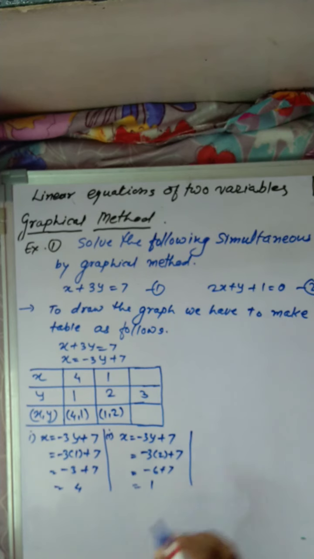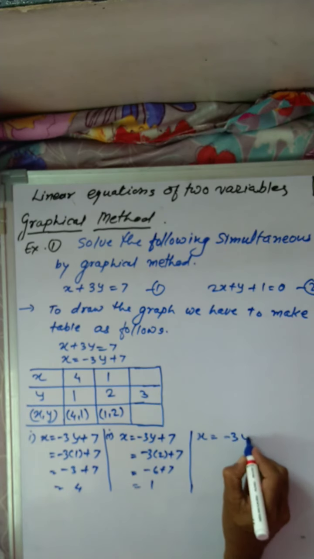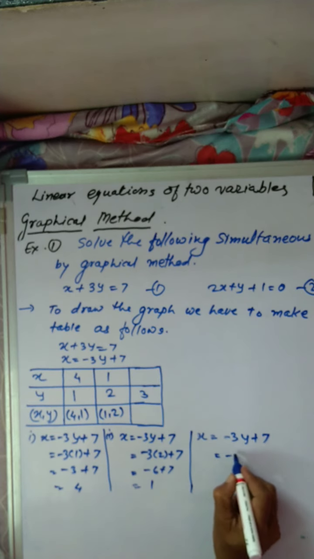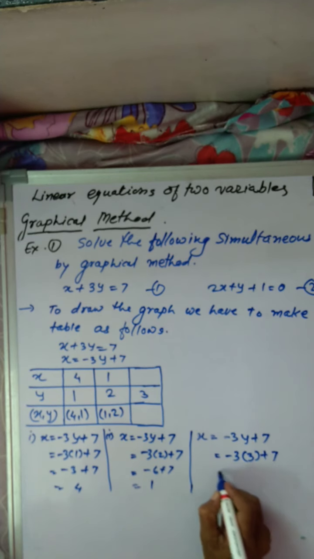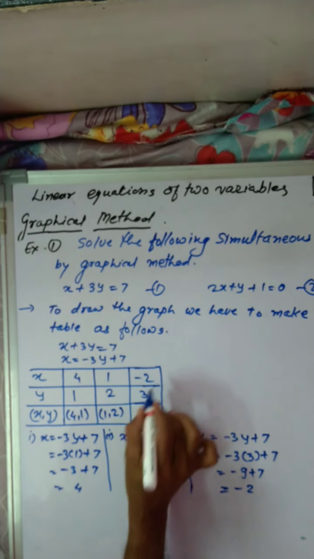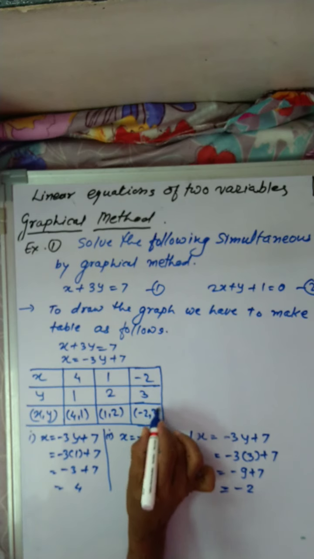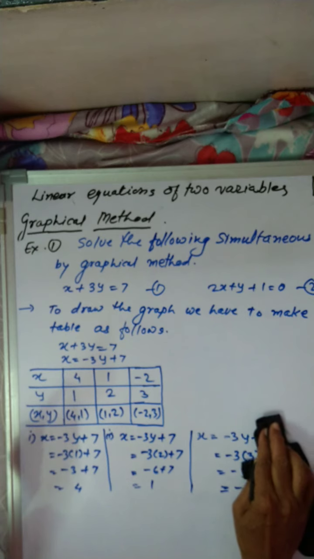We take at least 3 points to draw the line. Third one, x is equal to minus 3y plus 7, which is minus 3 into 3 plus 7, which is minus 9 plus 7. Hence we get minus 2. The third point is minus 2, 3. Similarly, we get the points of the second line also.